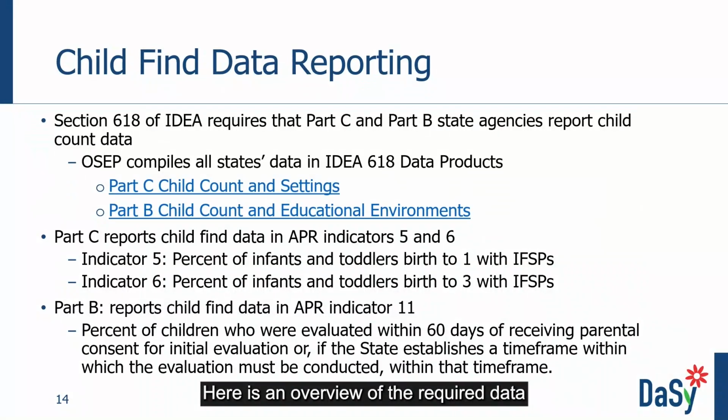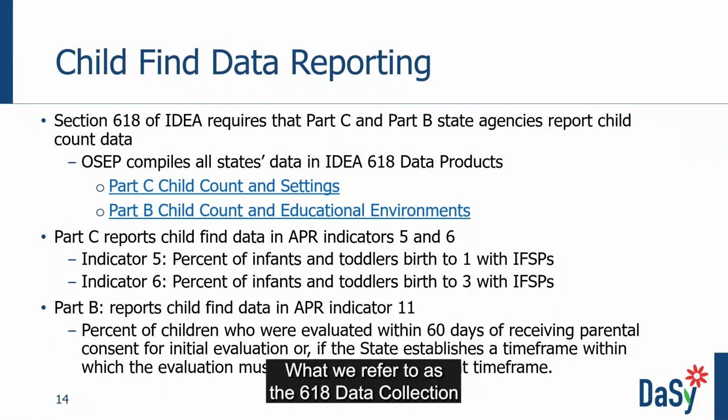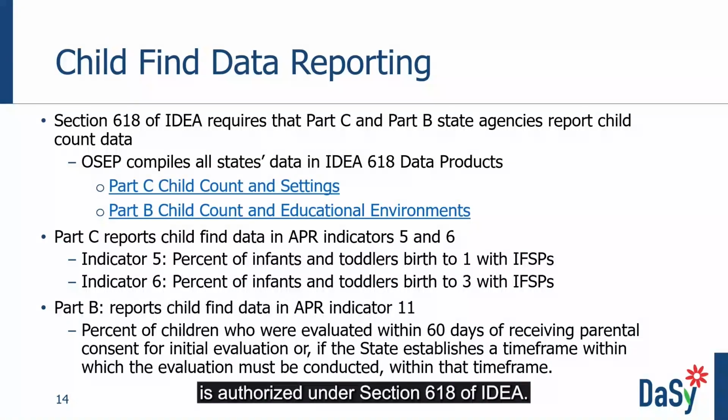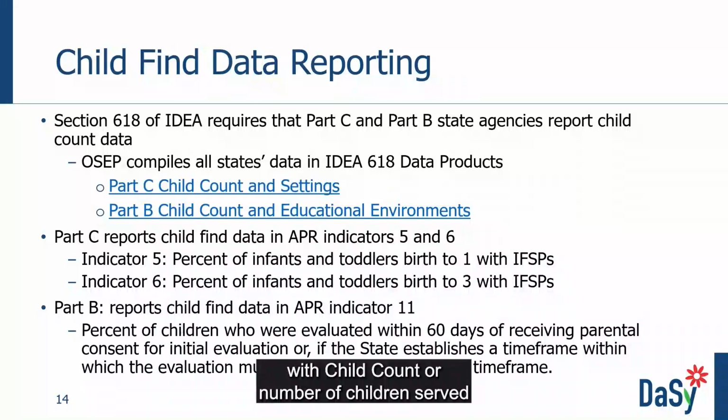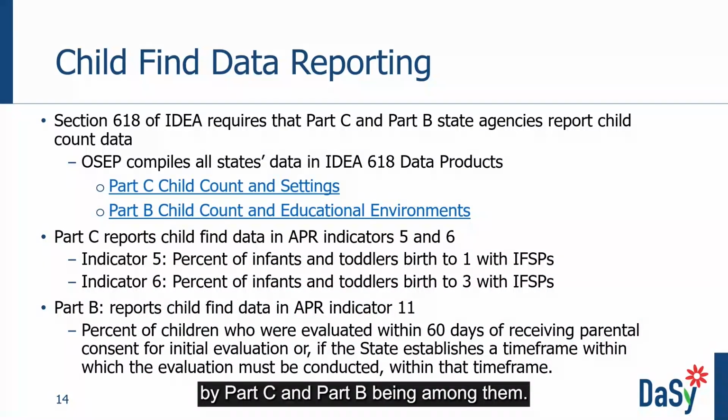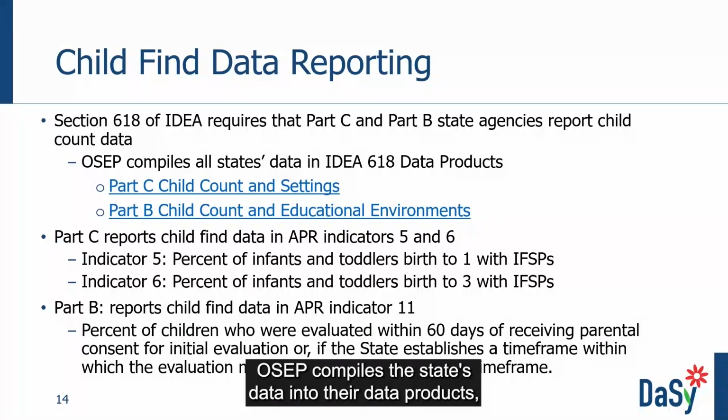Here's an overview of the required data we'll be discussing in more detail. What we refer to as the 618 data collection is authorized under Section 618 of IDEA. 618 requires Part C and Part B state agencies report on several required data collections, with child count or number of children served by Part C and Part B being among them. OSEP compiles the state's data into their data products, which can be accessed on the links provided here.